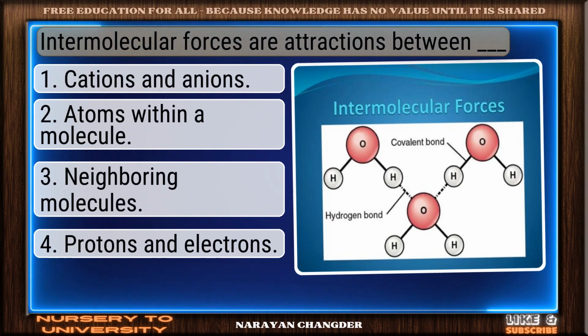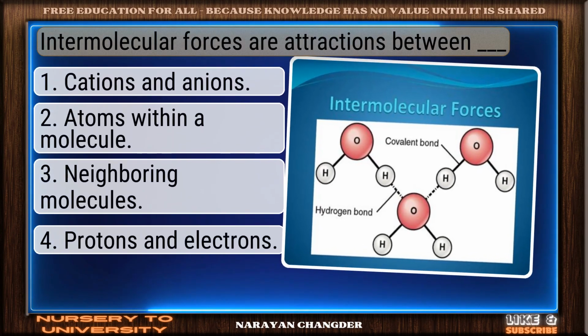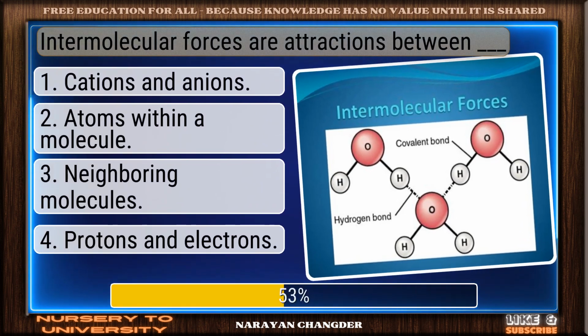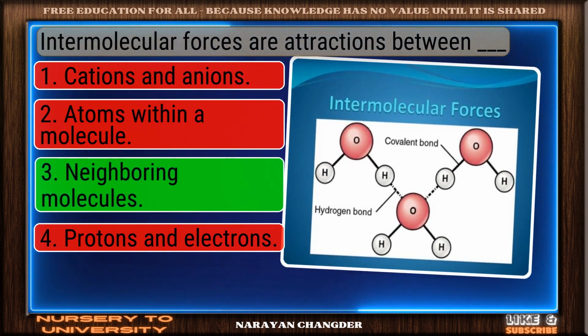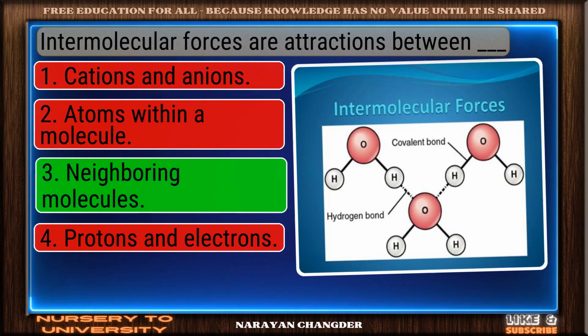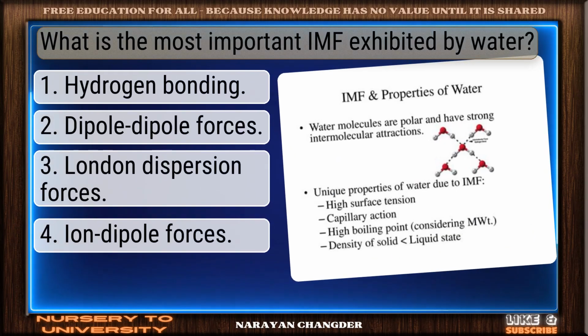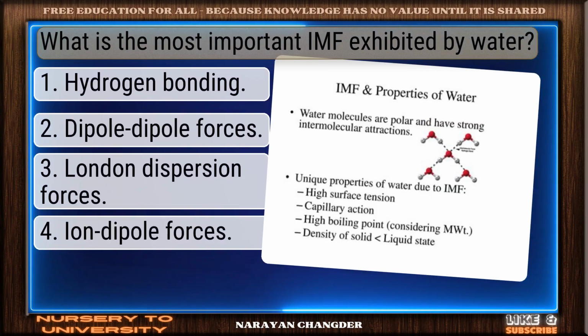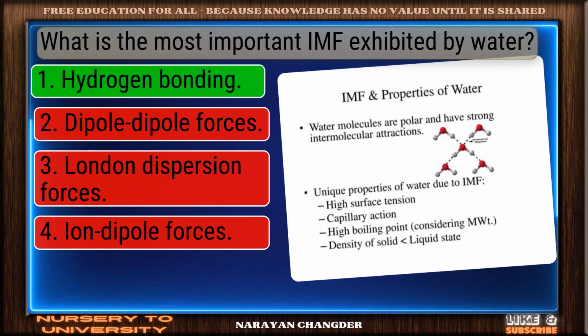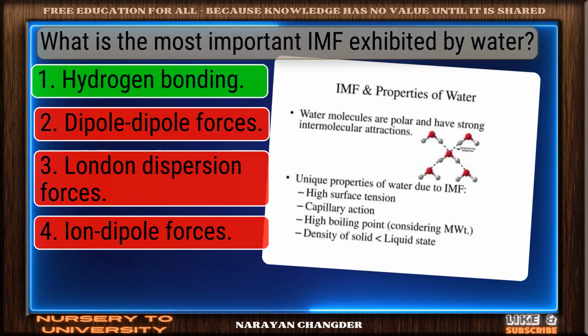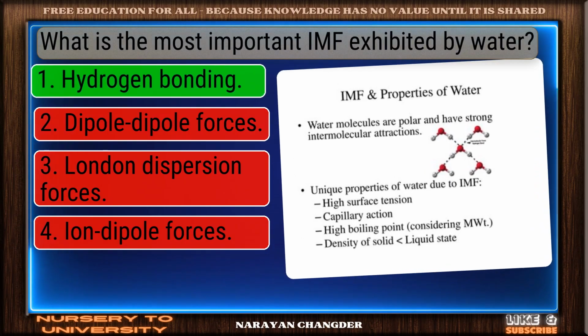Intermolecular forces are attractions between dash. Great job. Neighboring molecules is the accurate answer. What is the most important IMF exhibited by water? You're right. Hydrogen bonding is the correct answer.